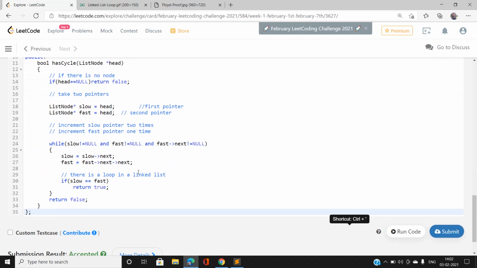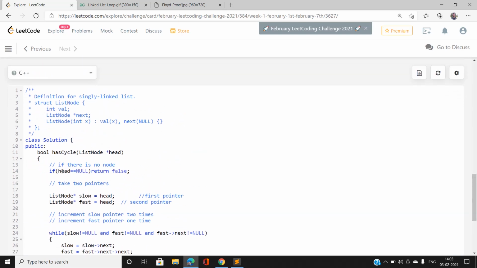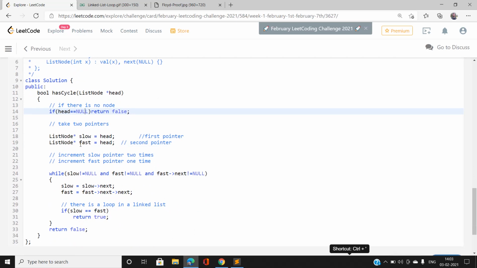Here, if head is already null, that is, if there is not even a node, then there is not a cycle present in the linked list, so we return false. Now we are using the Floyd cycle finding algorithm to find a cycle in the linked list. We define two pointers, slow as head and fast. We are also assigning fast as head. This is our second pointer.